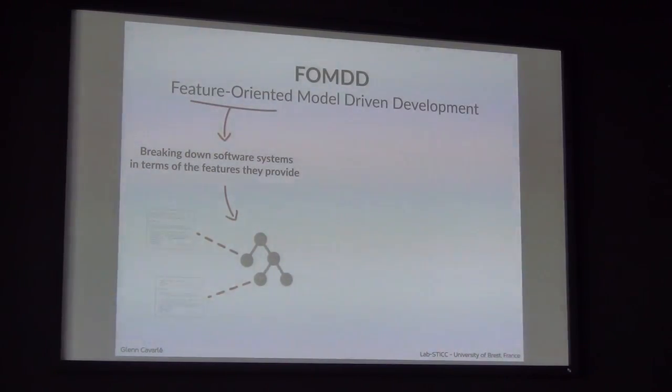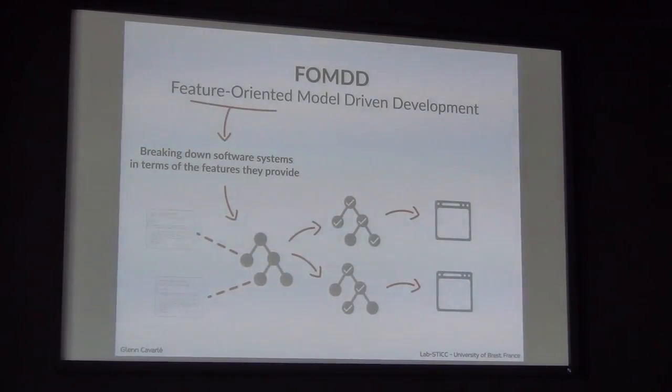From a feature model, you can define multiple configurations. A configuration is just a selection of features. And from a configuration, you can weave together pieces of code to produce the final software.